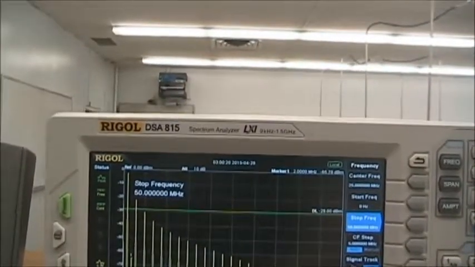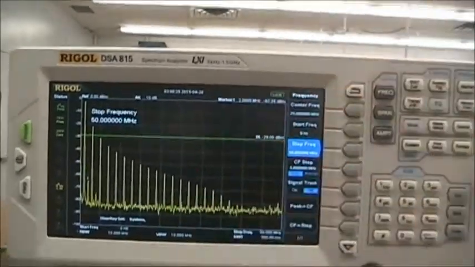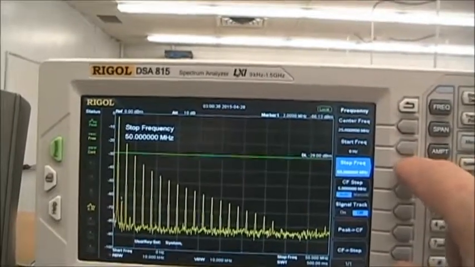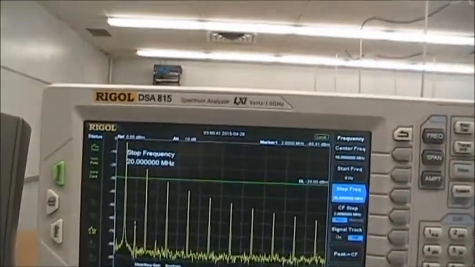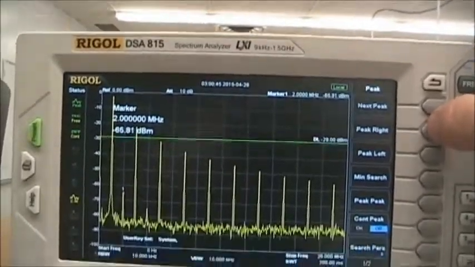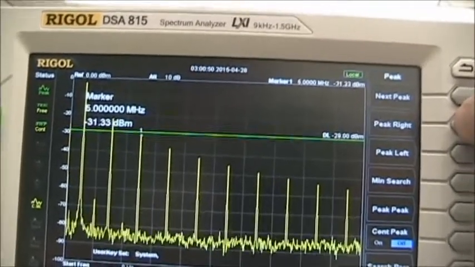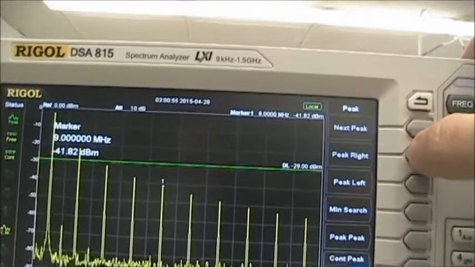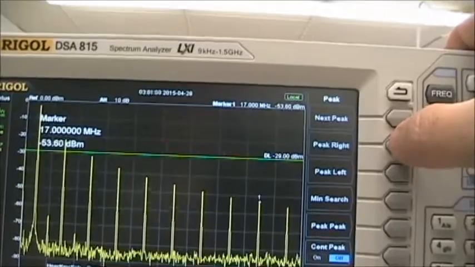But harmonics will exist in the triangle wave theoretically up to infinity. In the laboratory, record harmonic levels at least to 10 to 20 megahertz if you can get good readings. Peak, next peak right, second harmonic, third harmonic, fourth harmonic, fifth harmonic, seventh harmonic, ninth, 11th, 13th, 15th, 17th.